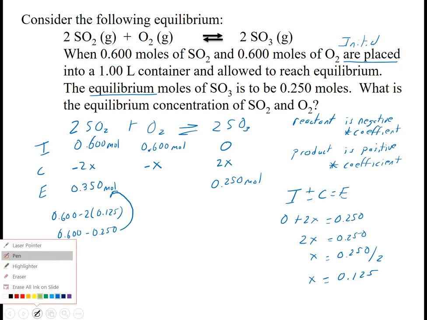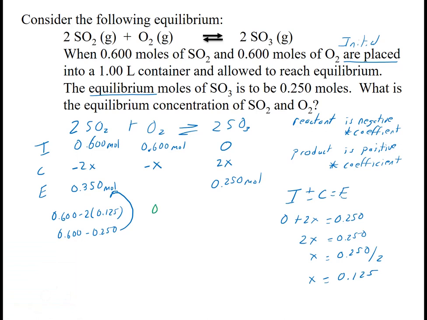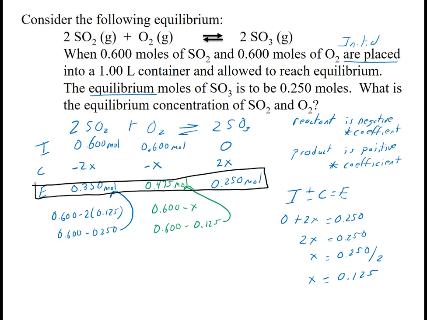Now I'll change colors. And for this one, it's 0.600 minus x. Okay, so 0.600 minus the 0.125. And when I do that math, I get 0.475 moles. So that goes there. And so my overall answer for this problem is right here on my sheet. Okay? And I will make a second video with a second example of this process.